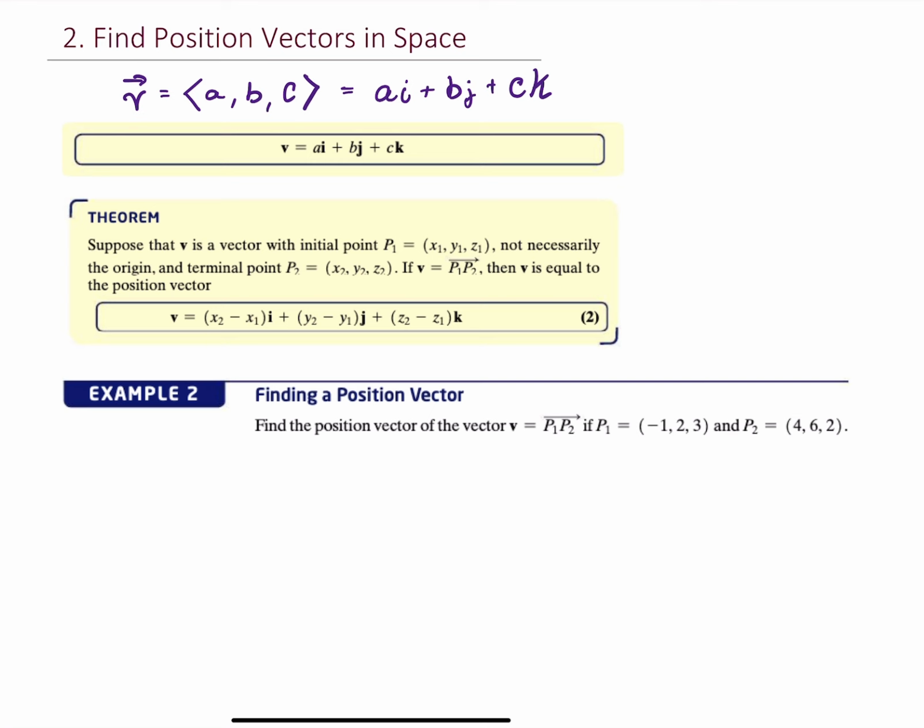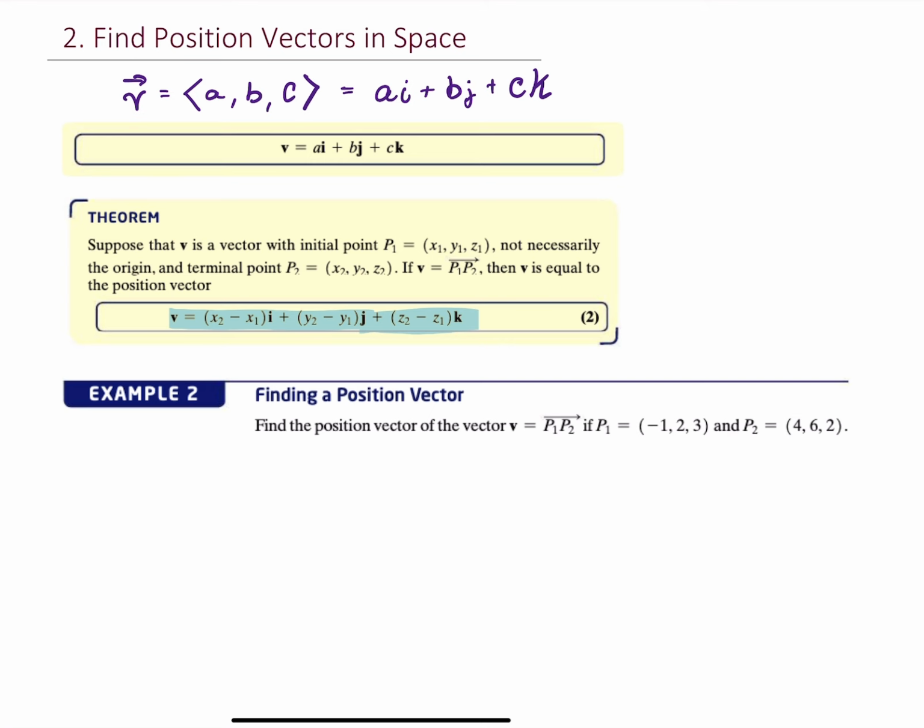So if you recall, to find a vector for a 2-dimensional vector, we had just the difference of x values times i plus the difference of y values times j. So we'll just have a difference of z values times k as our third term.